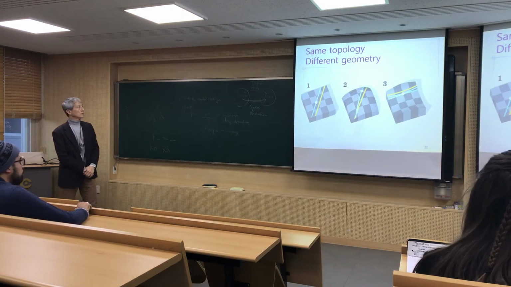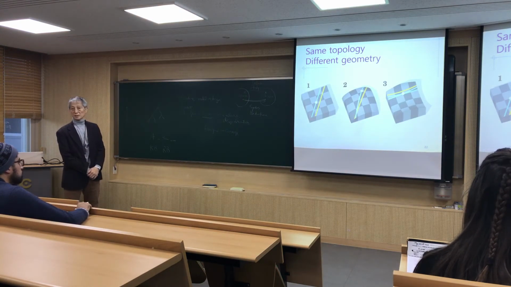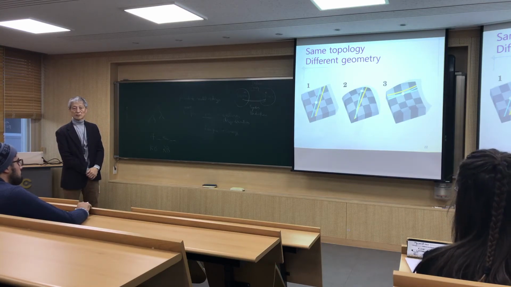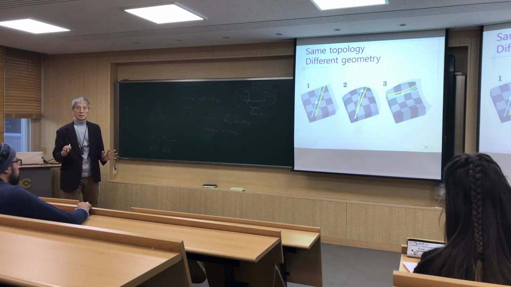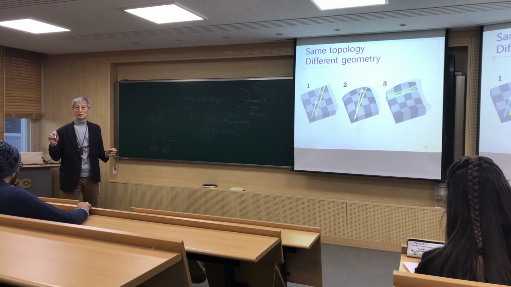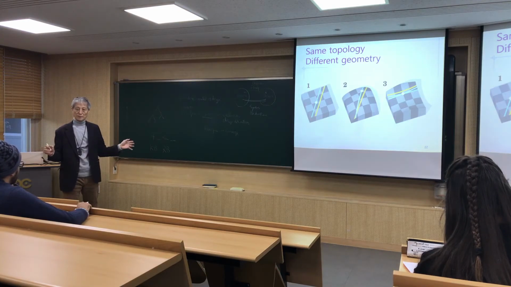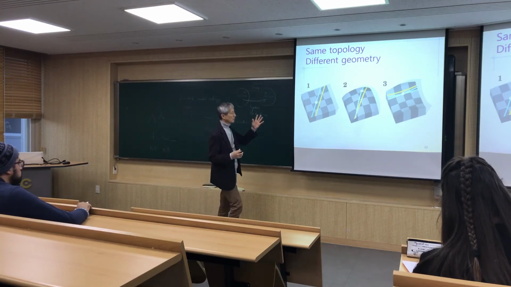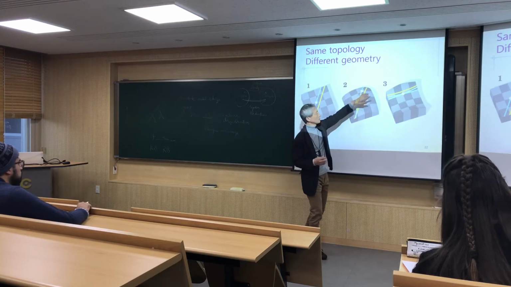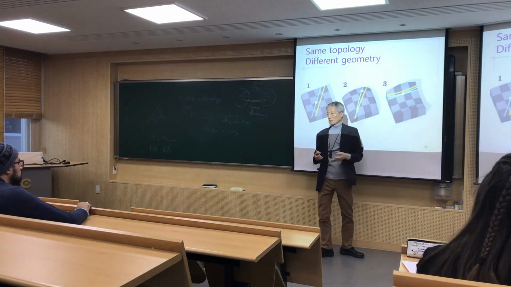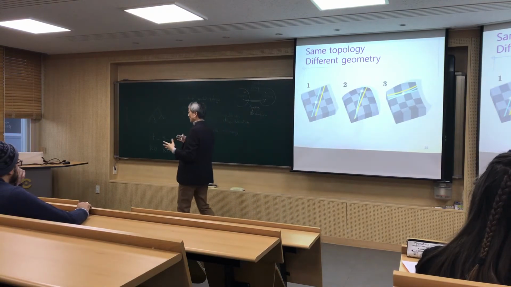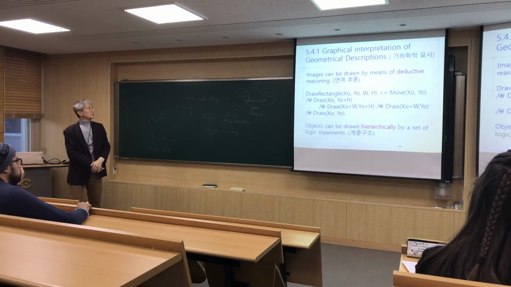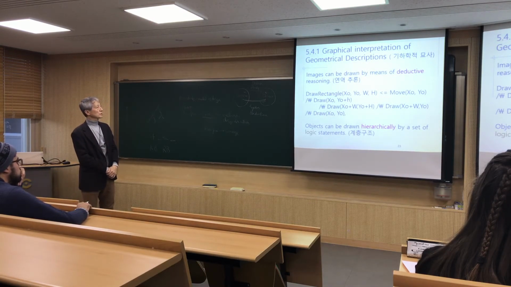So once again, the topology is different from geometry until they break into pieces. Topologies are the same. I said topology is neighboring information. Which one is next to you? Next to left neighbor, right neighbor, and below neighbor, above neighbor. The information is still the same, right? The neighboring information is still the same, even though the angle and distance are changing. Right? So graphical interpretation of geometrical description.